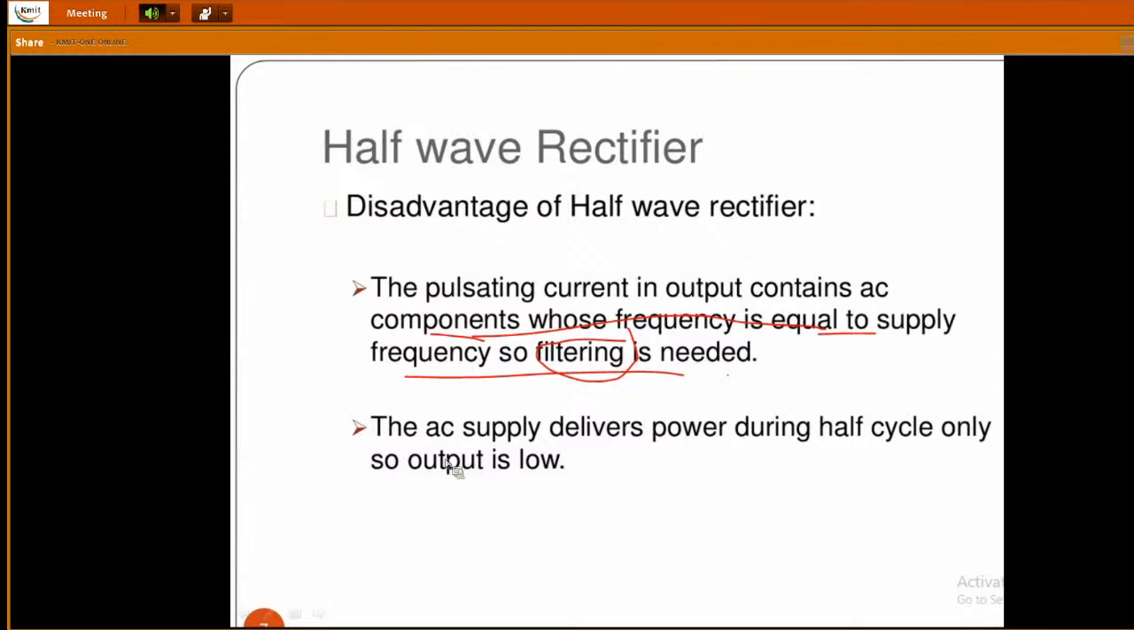What is the second drawback? The AC supply delivers power during half cycle only. During half cycle only, the AC supply is delivering the power. In the remaining half cycle, it is not delivering the power. That means 100% power is not delivered. Only half of the power it is delivering. We are losing half of the power. Now that's it. These are the true drawbacks of half wave rectifier.